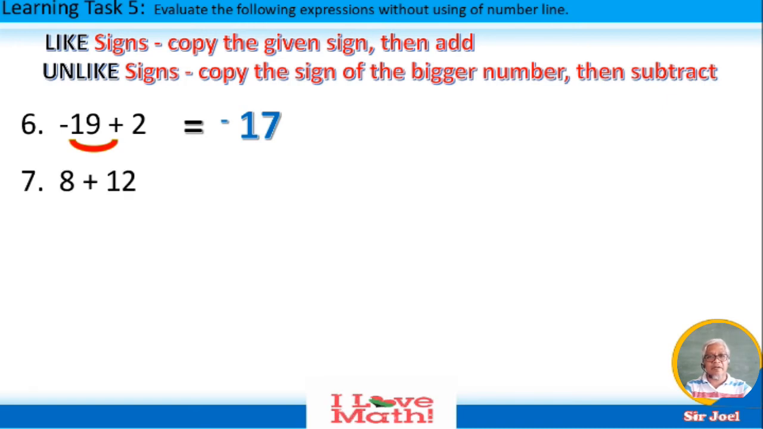Problem number 7, 8 plus 12. Both signs are what? Positive. So like signs. Meaning, copy positive and then add 8 and 12 to get positive 20.